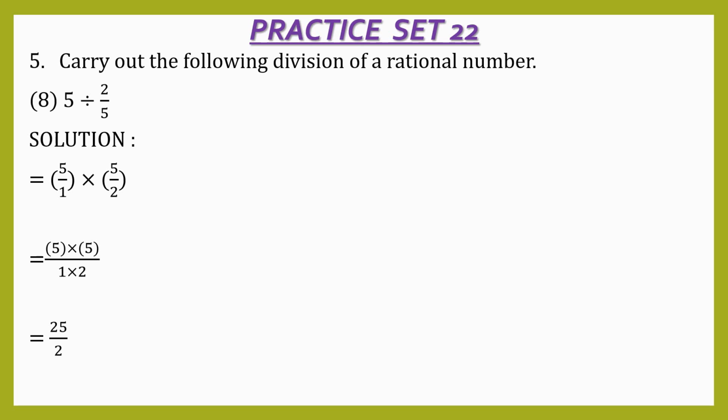There is a division sign in between, which can be replaced with a multiplication sign. And for the second term, we are going to take the multiplicative inverse of 2 upon 5, which is 5 upon 2. Now again we have a multiplication sign in between, so we can multiply numerator with numerator and denominator with denominator. So this will become 5 into 5 upon 1 into 2, which will be 25 divided by 2. So this is our final answer, which is 25 divided by 2.